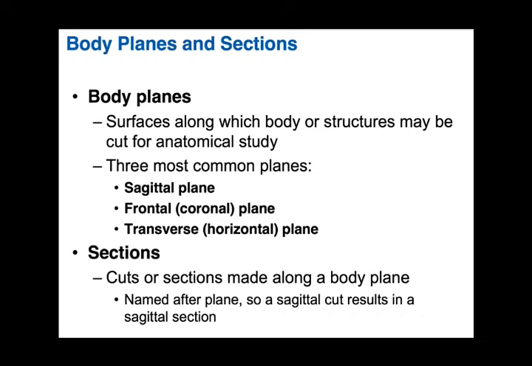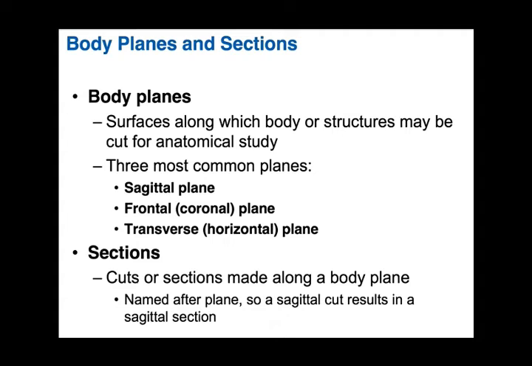These are just imaginary lines. This is not a particular region. These are imaginary lines, the surfaces along which the body or structures may be cut for anatomical study, as I discussed earlier, like for anatomical practicals or postmortem work. There are three most common planes along which the human body can be cut for study purposes or for radiological findings. These three planes are named the sagittal plane, the frontal or coronal plane, and the transverse, also called the horizontal plane.